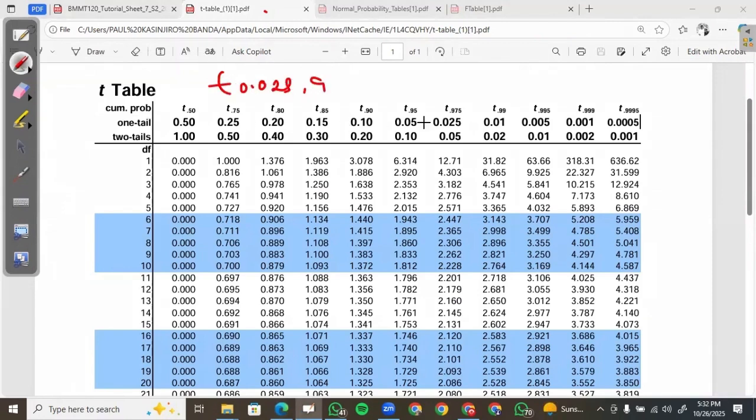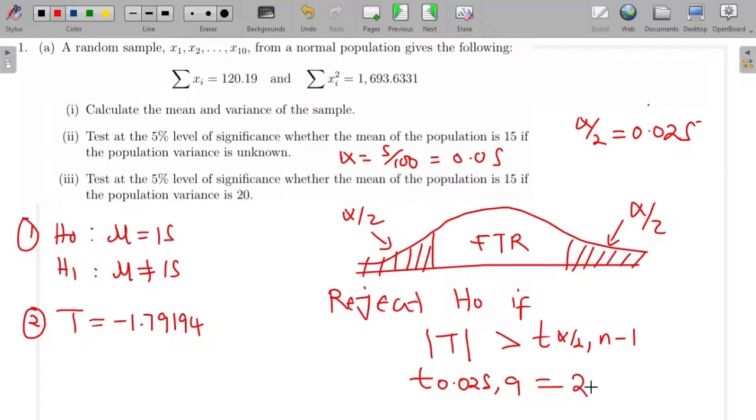The 0.025 is there. You can see it there. Okay, and then degrees of freedom are 9. So from here, I'll go to the right like this. And then from here, I'll come down like this. So I end up at this value, which is 2.262. So I'll come here and write 2.262. So now I compare, okay?